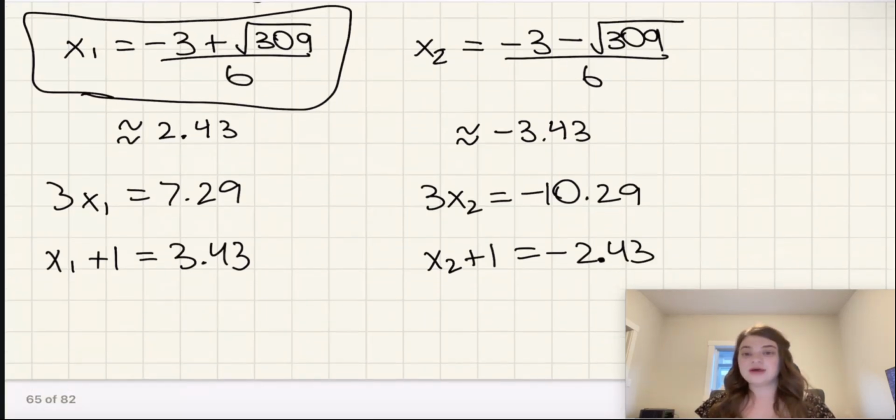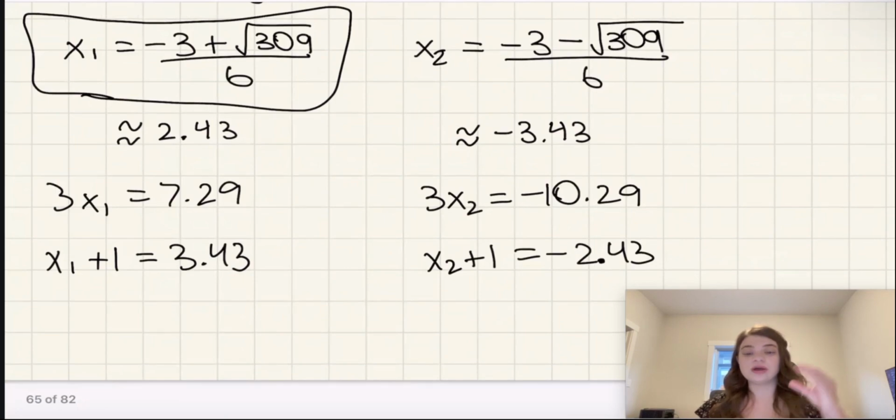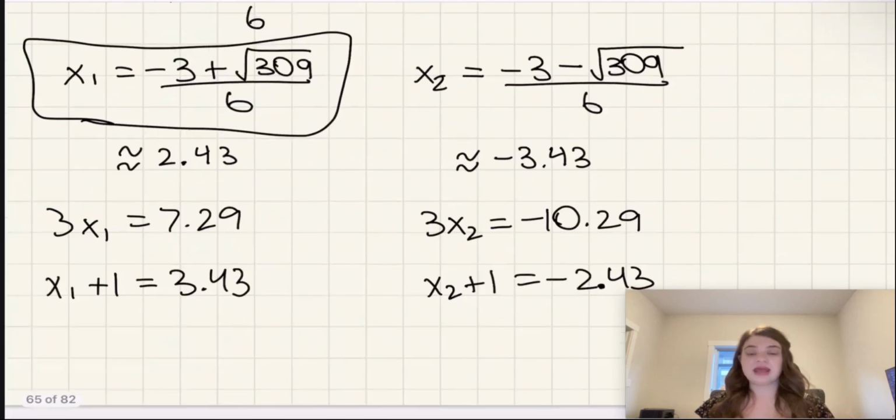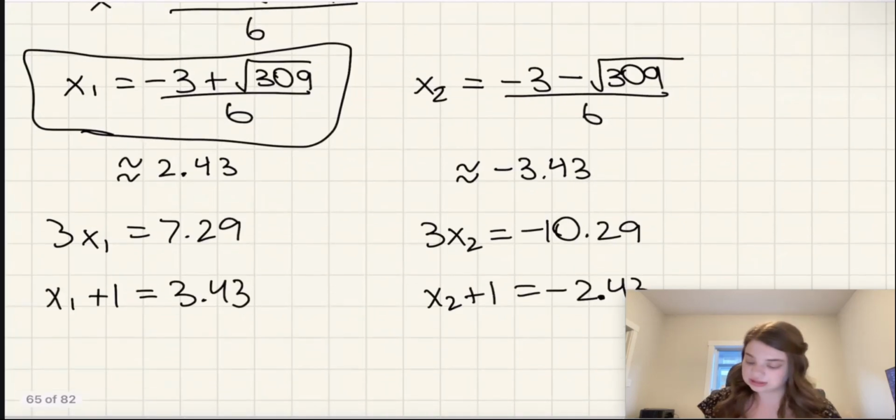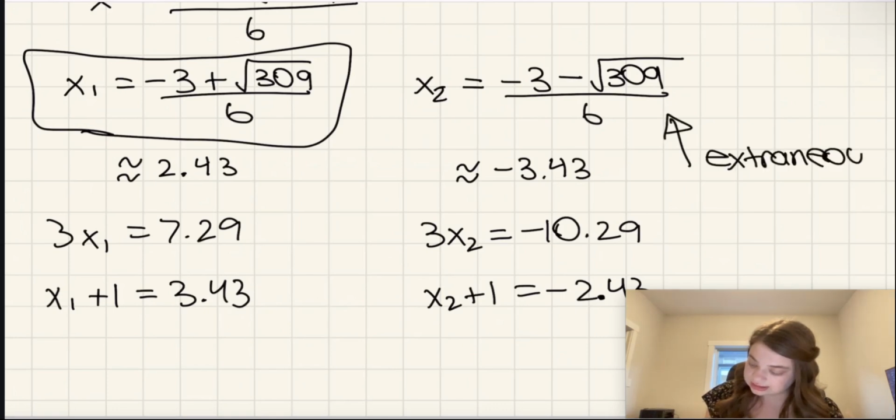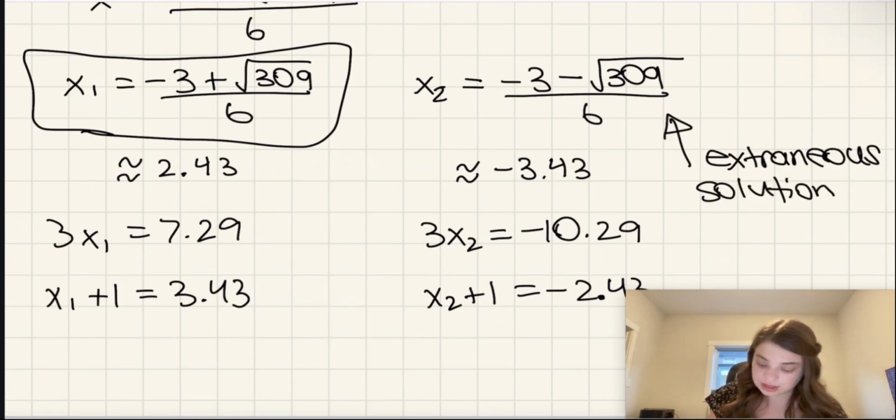Now, that said, we actually only have to have one of these values being negative in order to say this is an extraneous solution. So this one here is not an answer. This is an extraneous solution. And then this one here that I'm going to highlight in yellow, this is our actual real solution that does work when we plug it back into the original equation.